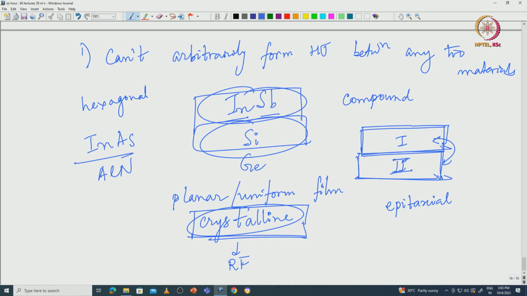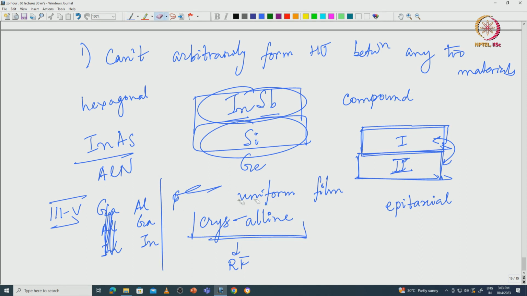Typically compound semiconductors have historically been 3-5 semiconductors, which means on group 3 there is aluminum, then gallium, then indium, and on group 5 there is arsenic, there is phosphorus. Of course, there are also other elements like antimony and other things.